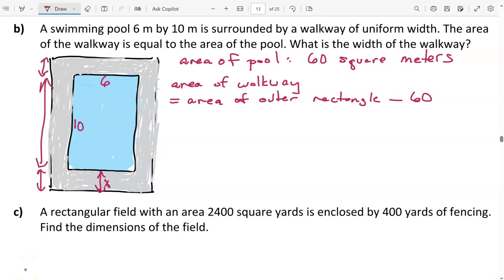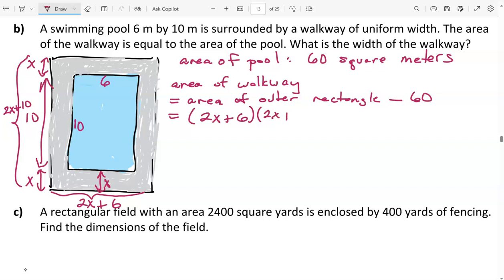The length of the pool is comprised of 3 smaller lengths: x, the width of the walkway; 10, the length of the pool; and x, the width of the walkway. So when I add those together, that means that the length is 2x plus 10. Similarly, the width of the outer rectangle here is 2x plus 6. So the area of the walkway is 2x plus 6 times 2x plus 10, the width times the length, minus 60.